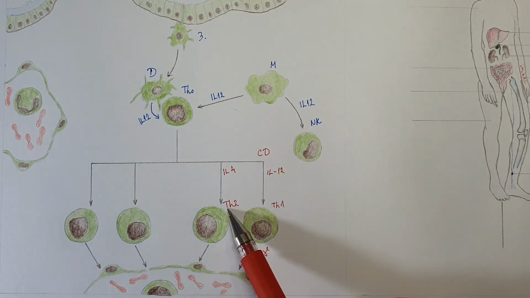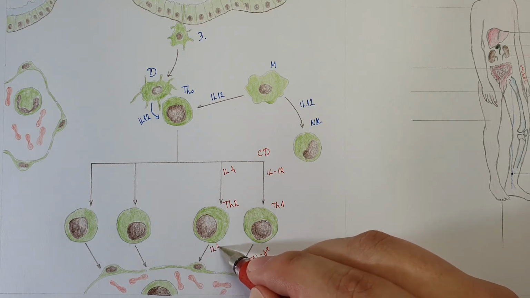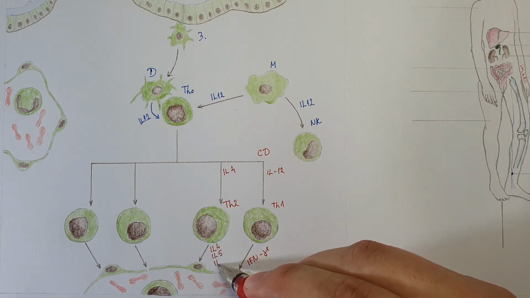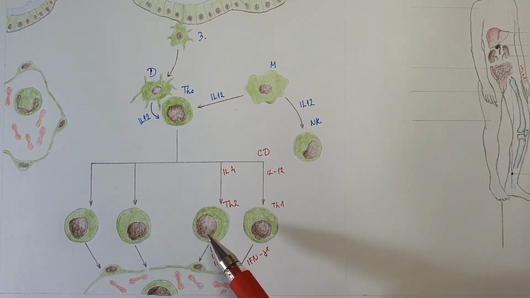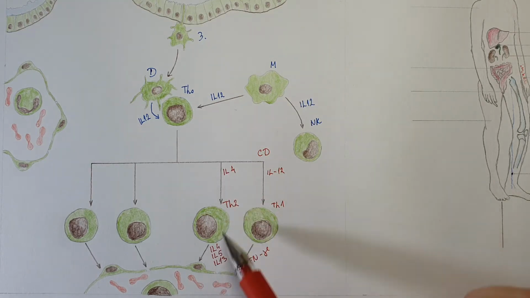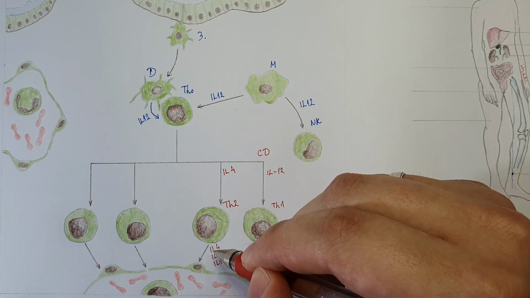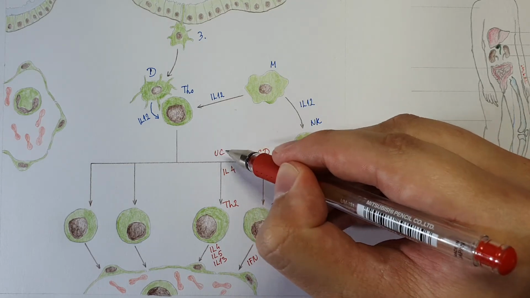And if we then have the differentiation into Th2 cells, they start producing IL-4, IL-5, and IL-13. These interleukins then stimulate the B cell growth, the differentiation from B cells to plasma cells, and IL-5 stimulates the production and the secretion of IgA. Normally, this pathway is used to fight extracellular pathogens, and it is the proposed way of inflammation that happens in ulcerative colitis.